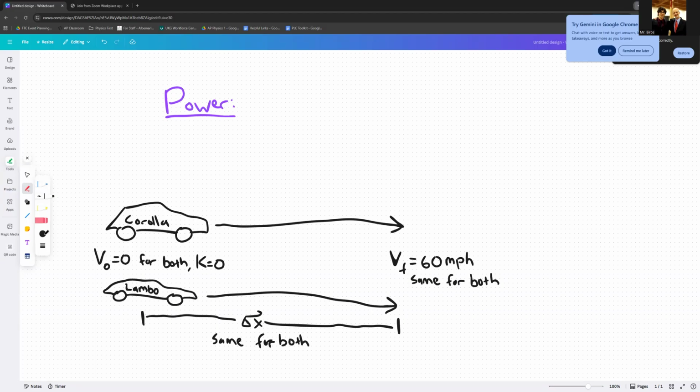So what's different between these cars? We've claimed that the Lamborghini is more powerful, but so far they've both gone from the same initial velocity to the same final velocity over the same displacement. So what is it that's different? Well, the key difference for a powerful car like a Lamborghini versus something like a Toyota Corolla is the time it takes. Now, we could also reference work here real quick to say they both change kinetic energy.